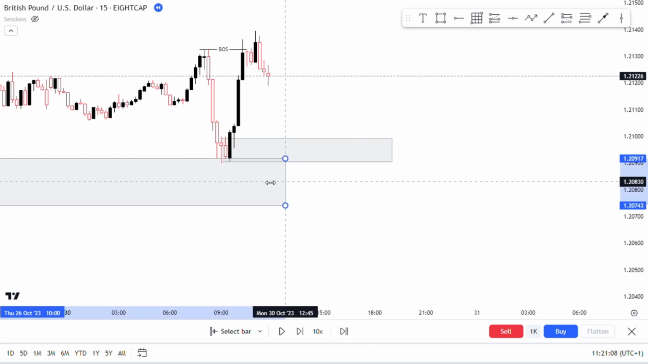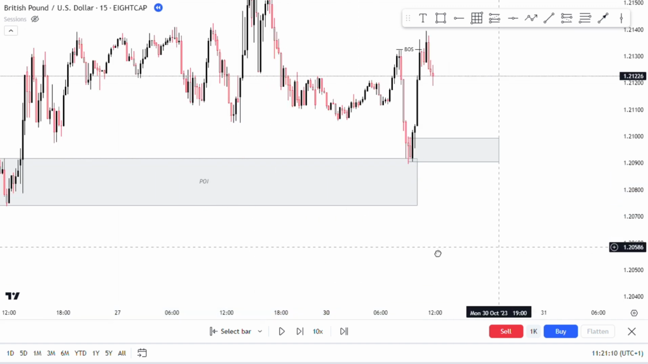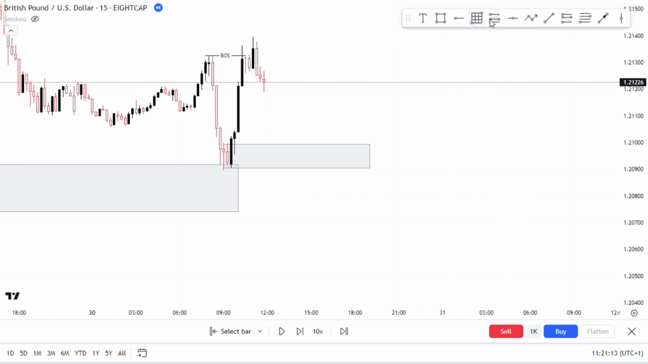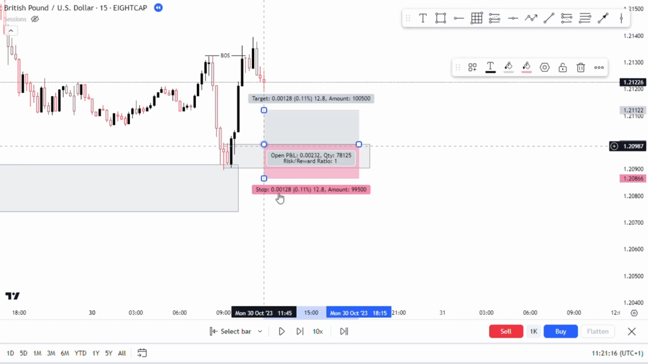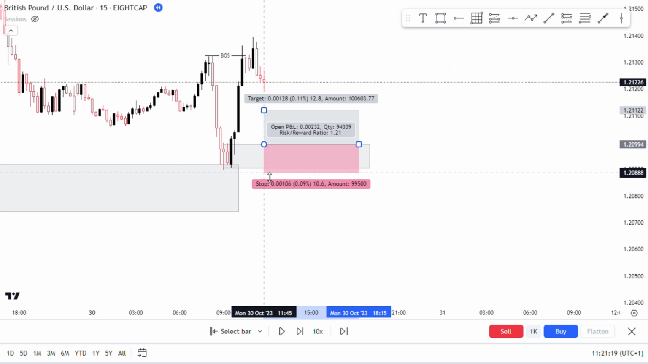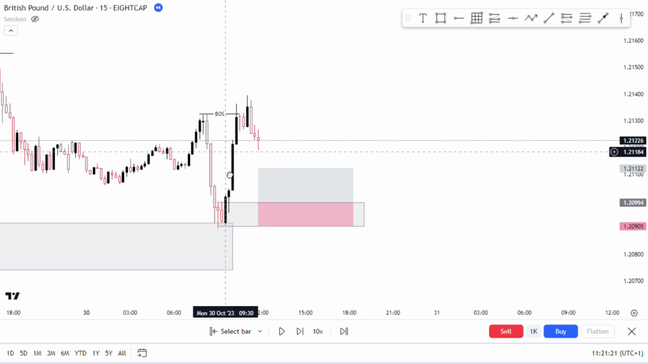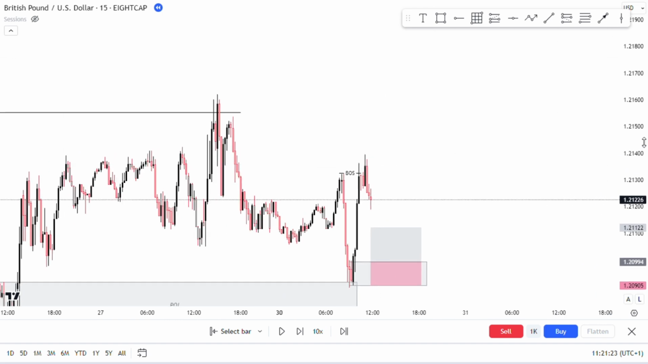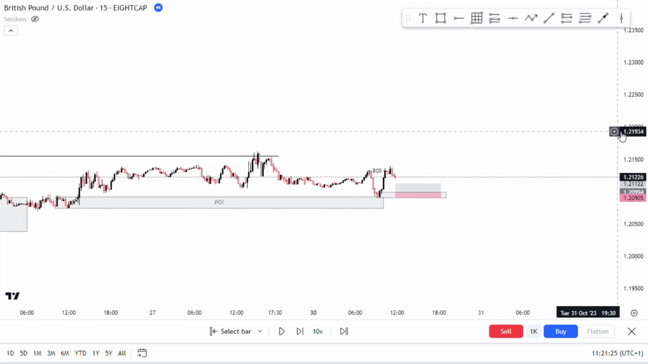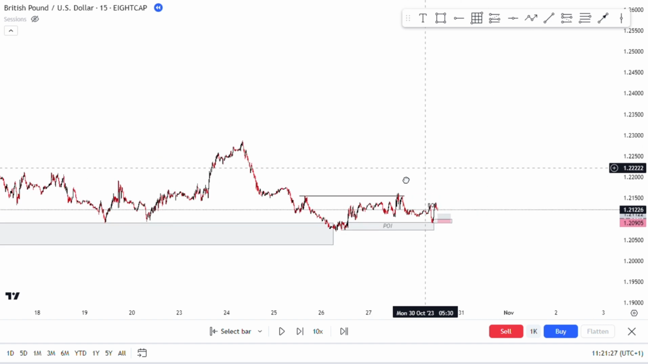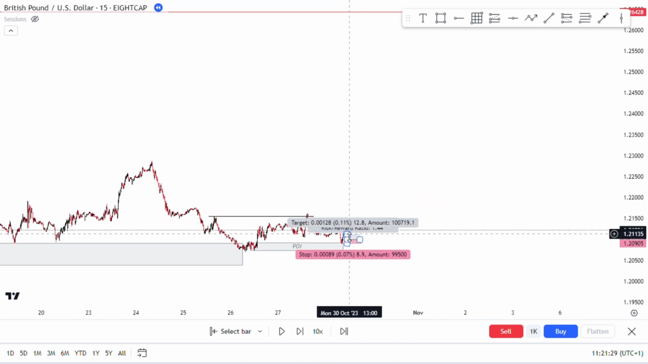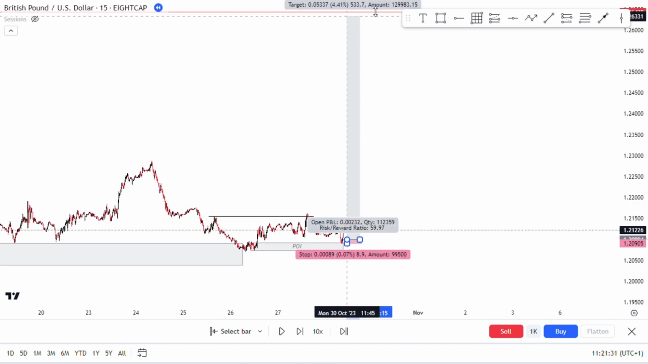So let me reduce this. These are 1 hour POI, and then let me set my entry. I'm going to set my entry here. Then I'm going to set my stop loss here. So also we're going to set our take profits in the same area where we set the daily time frame order block take profit, and then the 1 hour order block take profit. So we're going to set our take profit here.